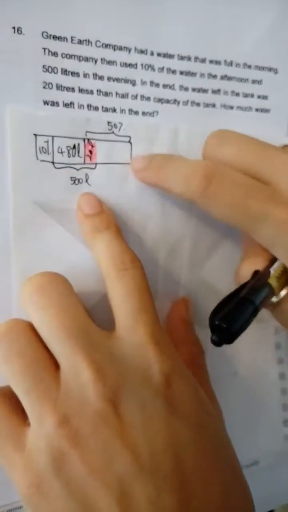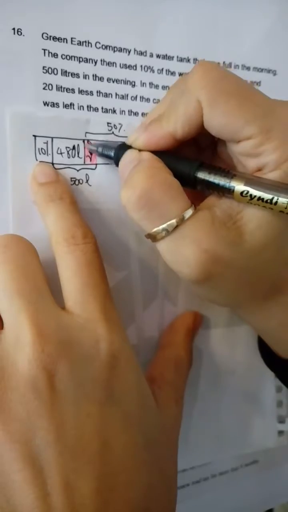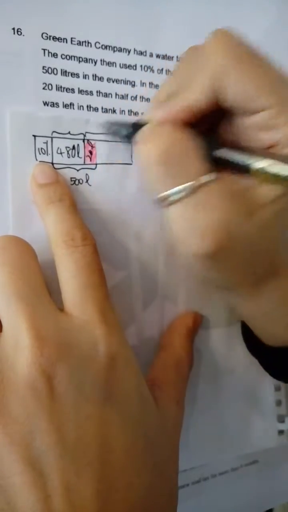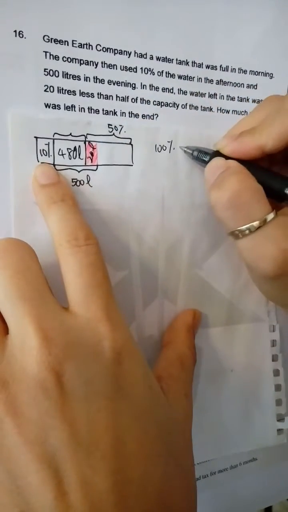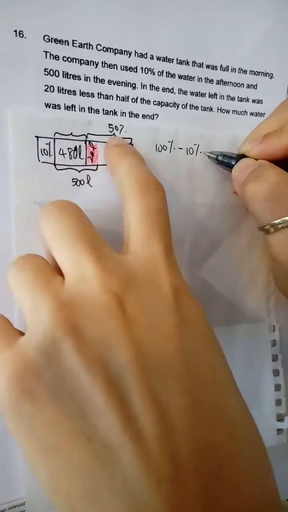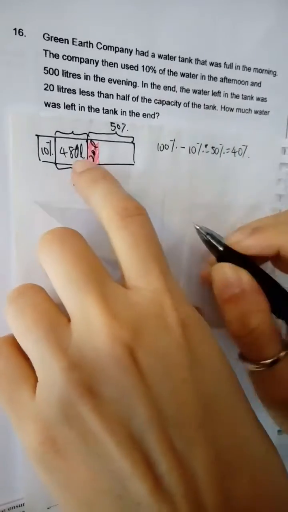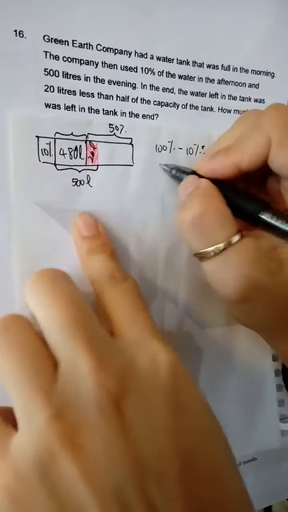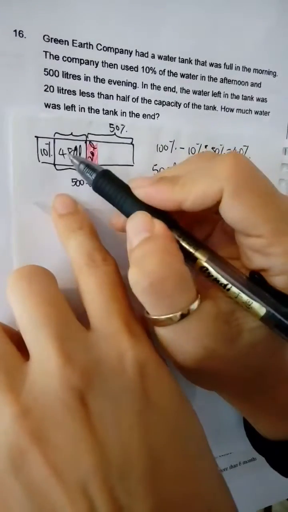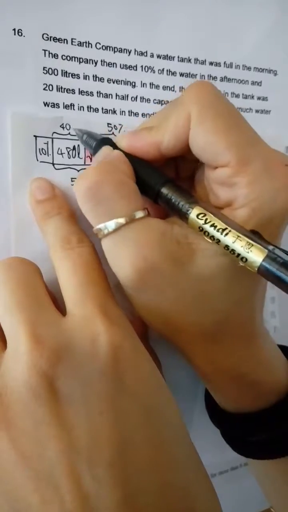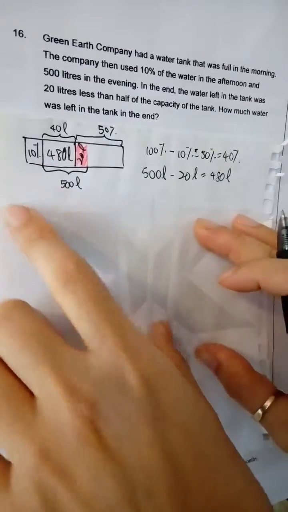Now, 10%. If this is 10% and this here is 50%, what is here? You get what I mean? 100% minus 10% minus 50%. What do you have? You have 40%, right? 40%. 500 liter minus 20 liter. Can you see that 480 liter is 40%? Am I helping you with your visual now? Because when you look at the inside the back, right?